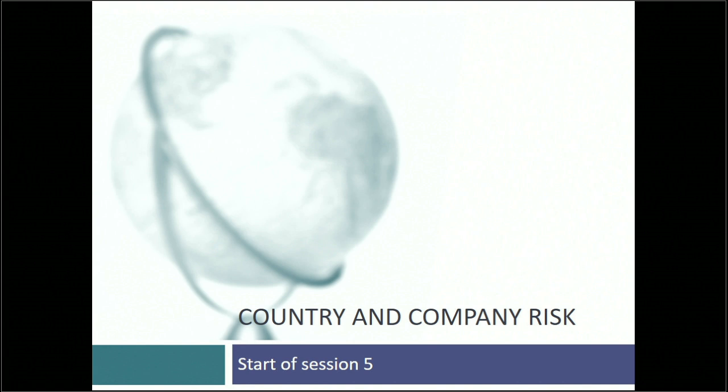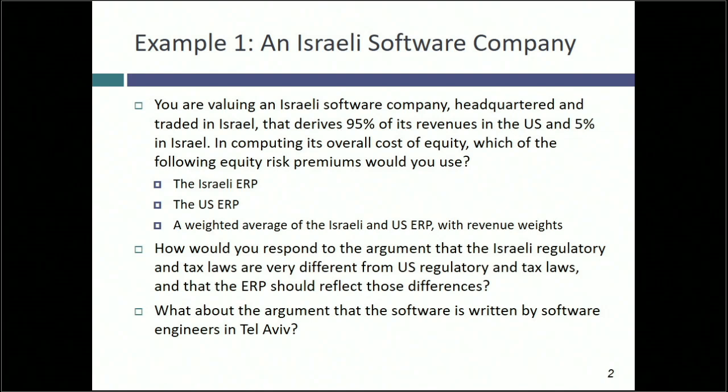And to lay the foundations for that, I'm going to start the class off by asking you questions about three very different companies with one common statistic. So here's the first one. You're valuing an Israeli software company. There are a lot of tech startups in Tel Aviv, right? But it gets 95% of its revenues in the US and 5% of its revenues in Israel. It's headquartered and traded in Israel. And you're trying to estimate an equity risk premium for this company.